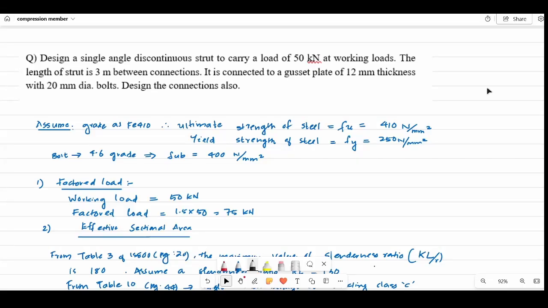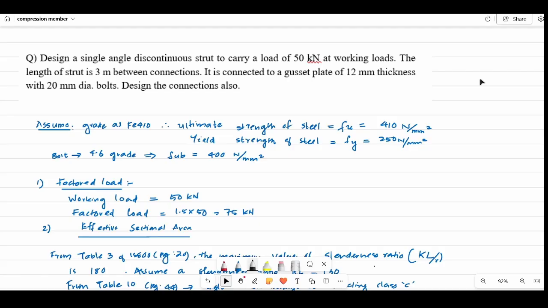So now we will study how to design a single angle compression member for a load subject to a corresponding length. In this question we have to design a single angle discontinuous strut to carry a load of 50 kilonewton in working condition. The length of the strut is 3 meter, and it is connected to a gusset plate of 12 mm thickness with 20 mm diameter bolts.